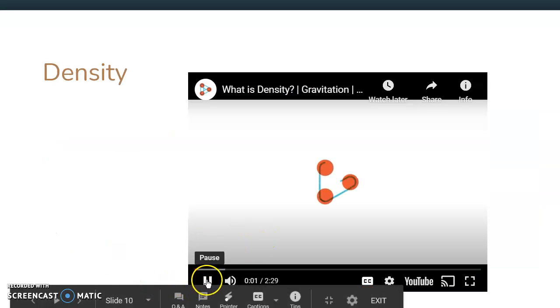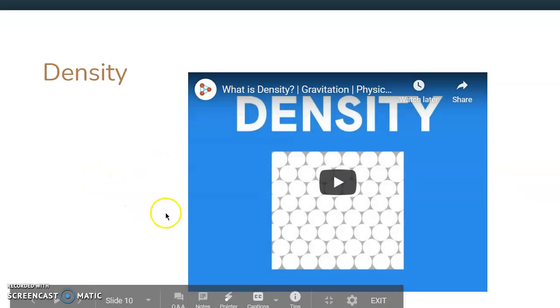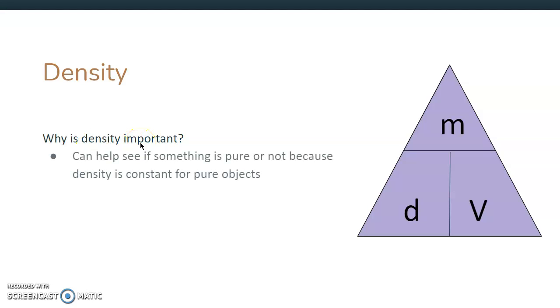Just like the other few videos, we have a good density video to watch. Those are all really short. I try to keep them really short for you guys because you have this one as well. But why is density important?